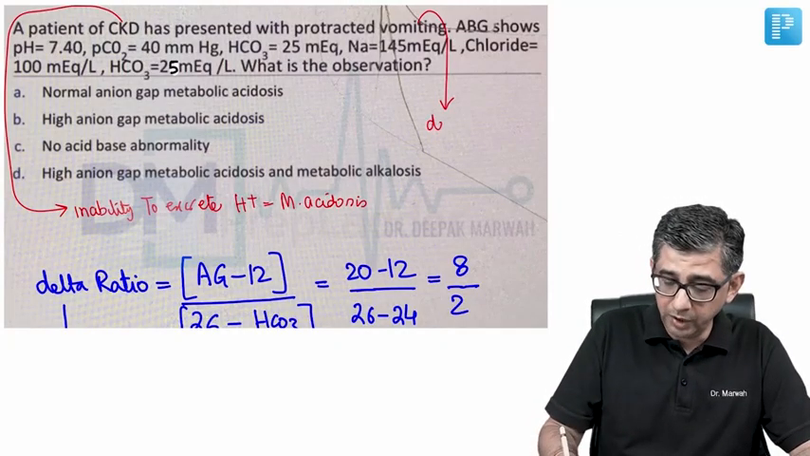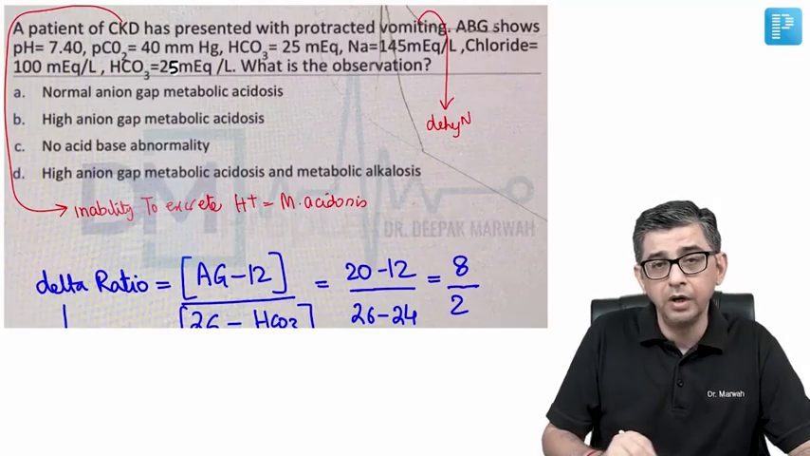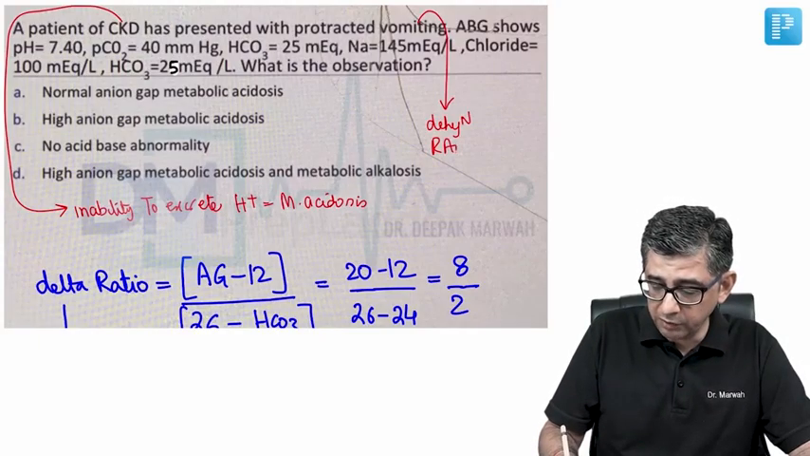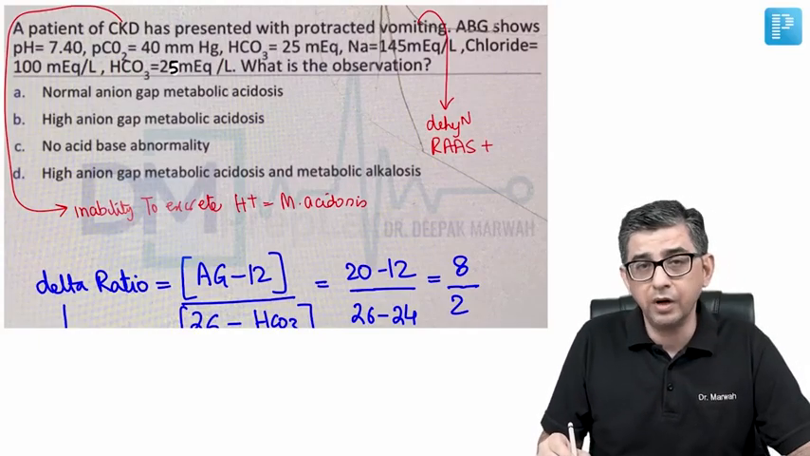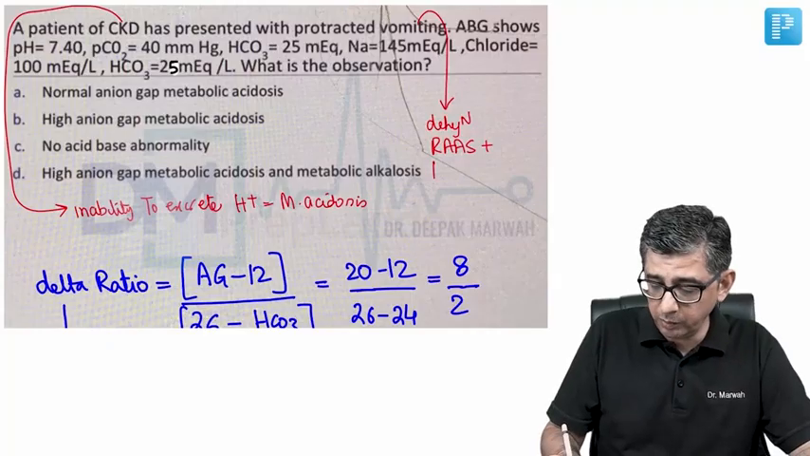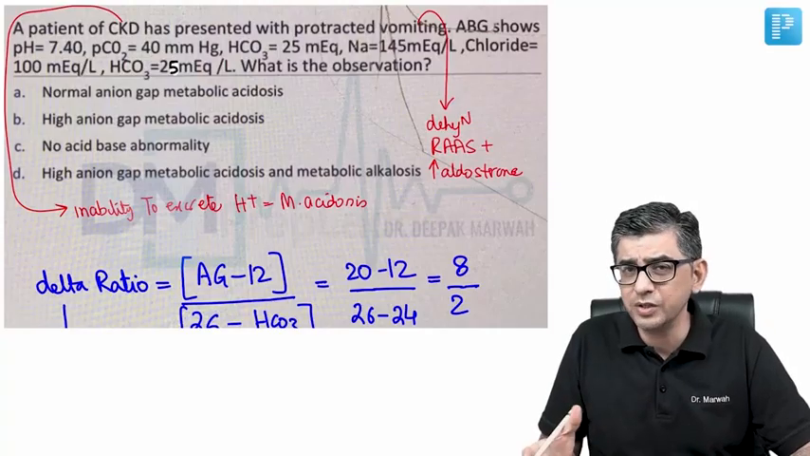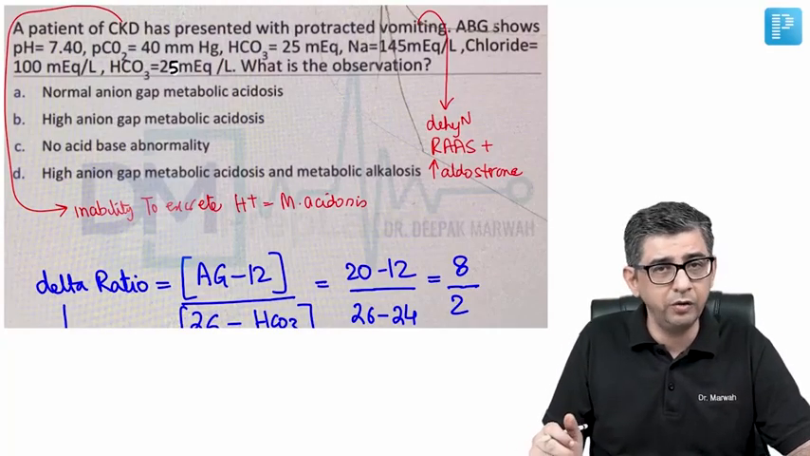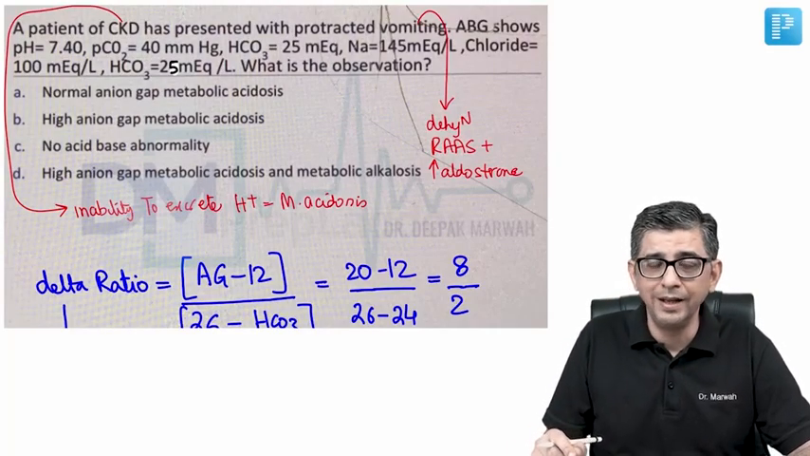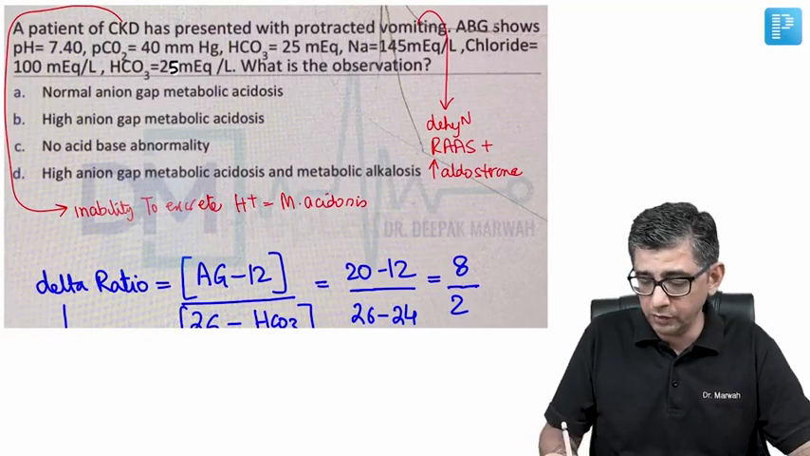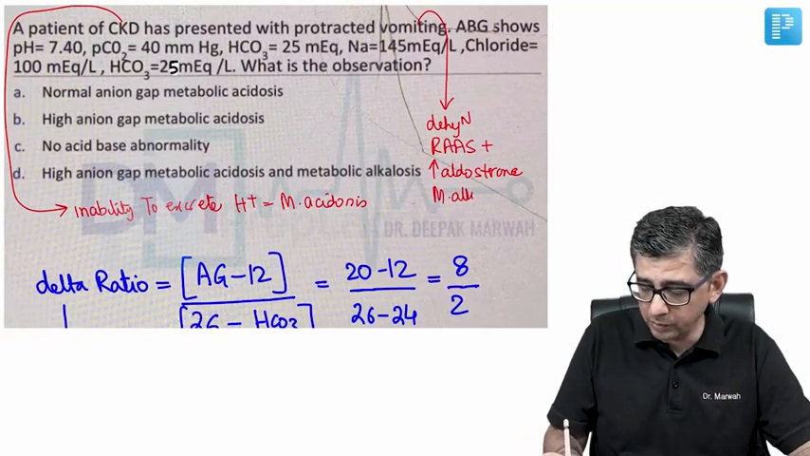Because of this vomiting component, there will be dehydration coming up. The dehydration will result in activation of the RAS system. And once the RAS system comes into activation, there would be hyperaldosteronism developing in this person. And because there is more aldosterone, there will be an exaggerated urinary loss of potassium and hydrogen. The key word was urinary loss of hydrogen, which will explain the metabolic alkalosis component.